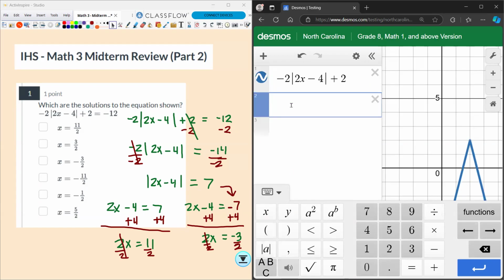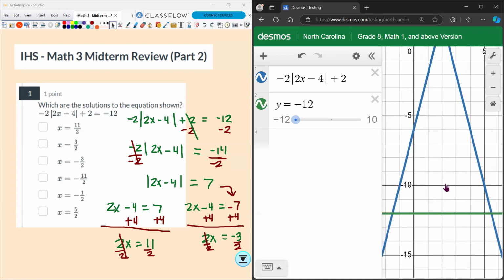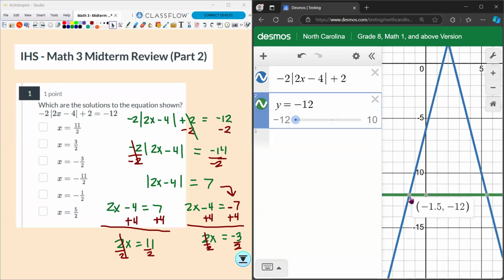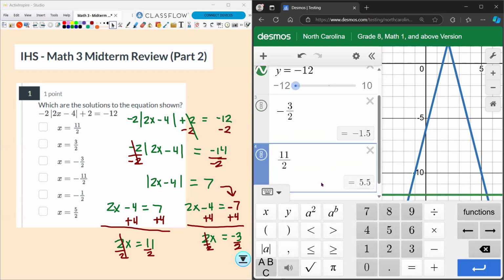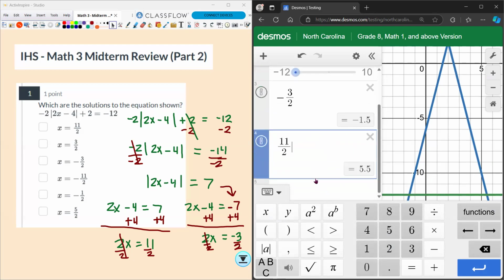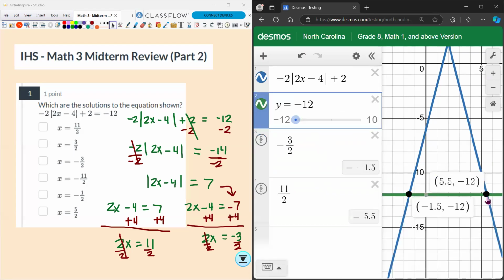The next line you'll do negative 12, but you can't do negative 12. You have to actually do y equals because it's just a number. You'll zoom out until you see them intersect, and you'll see 2 points of intersection, negative 1.5 and 5.5. And if you do a little division, negative 3 divided by 2 is negative 1.5, and 11 divided by 2 is 5.5. So you can actually get your fractions and convert them to decimals if you need to, and you'll have your two solutions, negative 1.5, 5.5, which is 11 over 2, and negative 3 over 2.